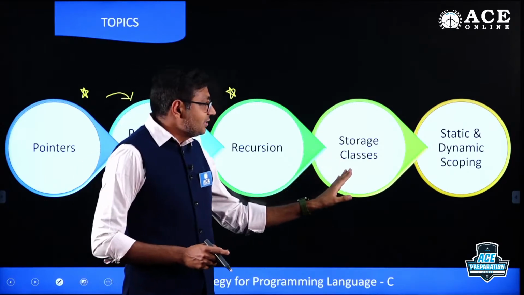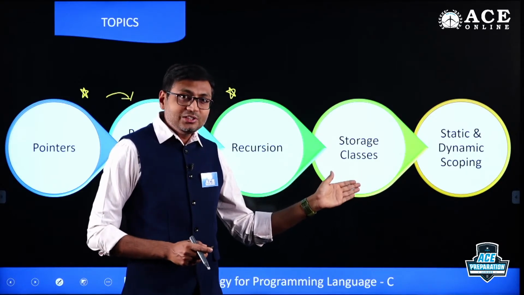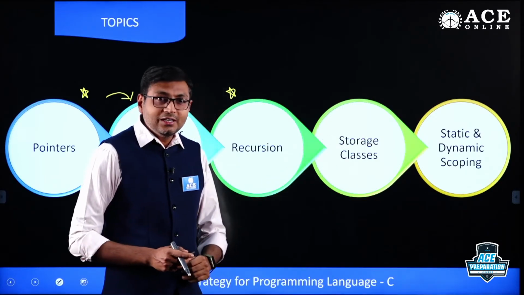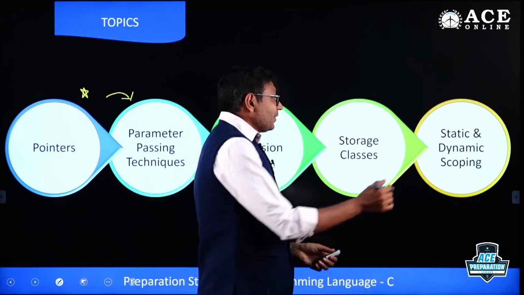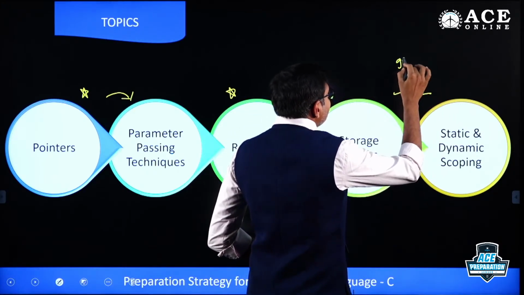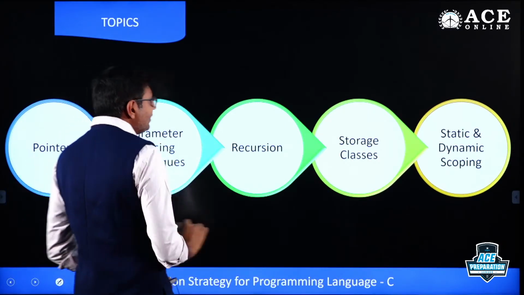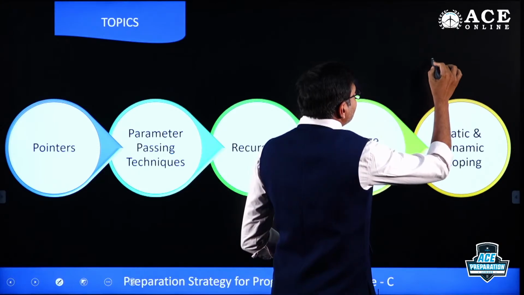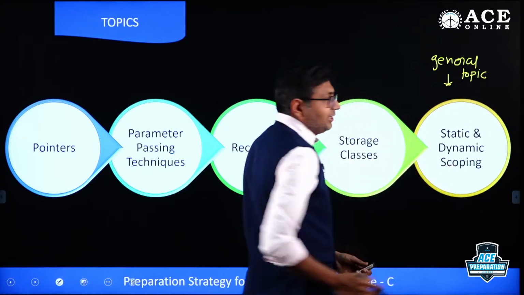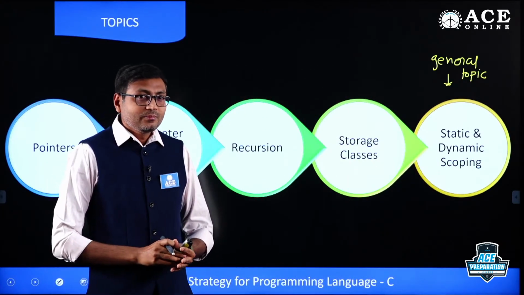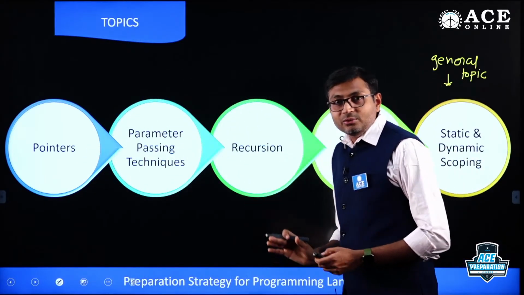All right. Now the last two topics are the storage classes. As we know, we have 4 storage classes: auto, register, static, and external storage class. So those topics we should learn later. And at the last, you can learn the static and dynamic scoping rules. These two topics are actually general topics, especially the last one. The meaning of general is that this is applicable for every programming language, not only C, but other programming languages as well. All right. So, overall, this is the sequence. I hope you have noted down the sequence.